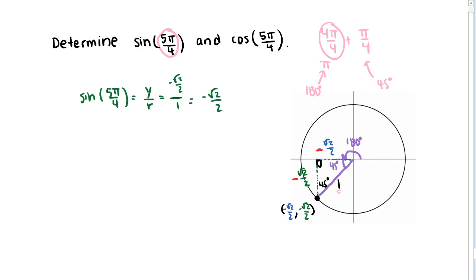Just the numerator, right? And so cosine of 5 pi over 4, right? It's the x-coordinate of the point on the unit circle divided by the radius of that circle. And in this case, the radius is 1 again, and we also have our x-coordinate is, again, negative square root of 2 over 2. And so we just end up with negative square root of 2 over 2.